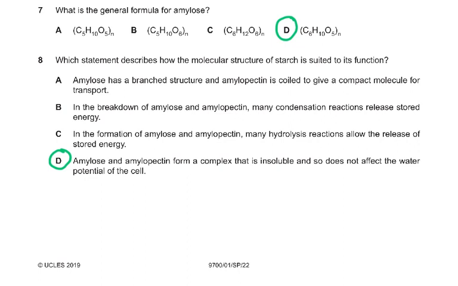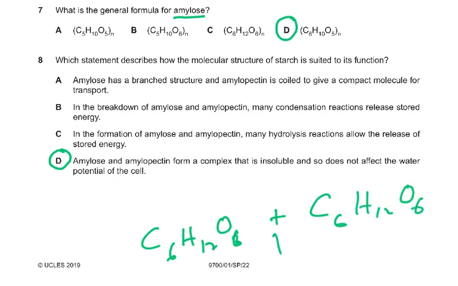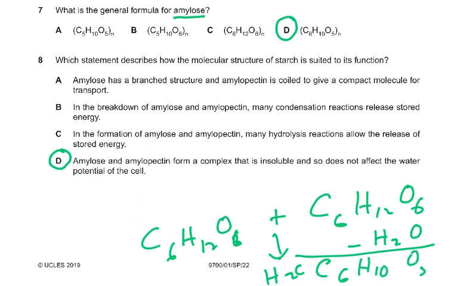What is the general formula for amylose? Now you know amylose is made up of what? Alpha glucose joined together. So what is it? C6H12O6 plus another C6H12O6. What exits? Water. So minus the water from it, what do you get? C6H10O5 raised to the power n. Simple way of doing it.